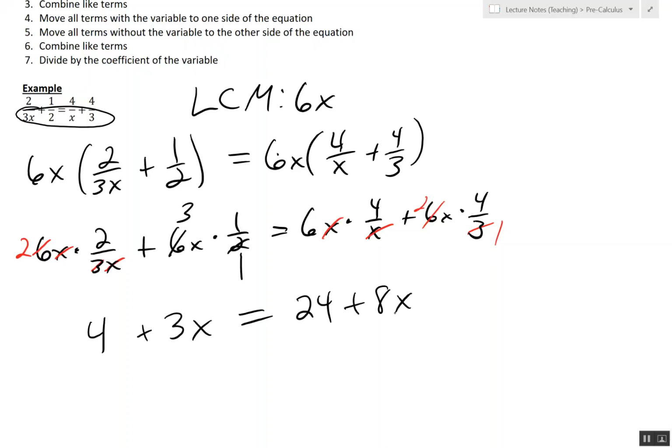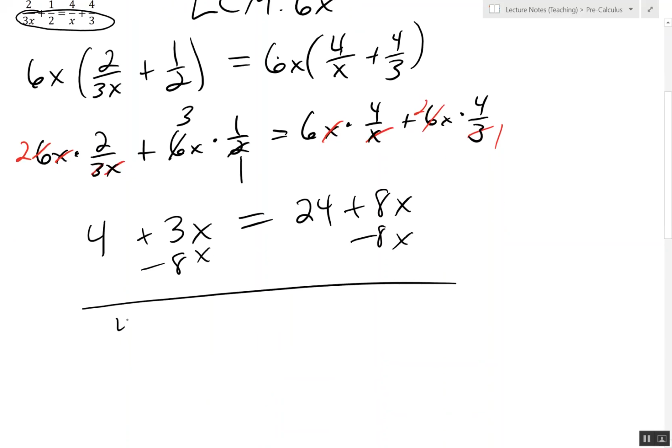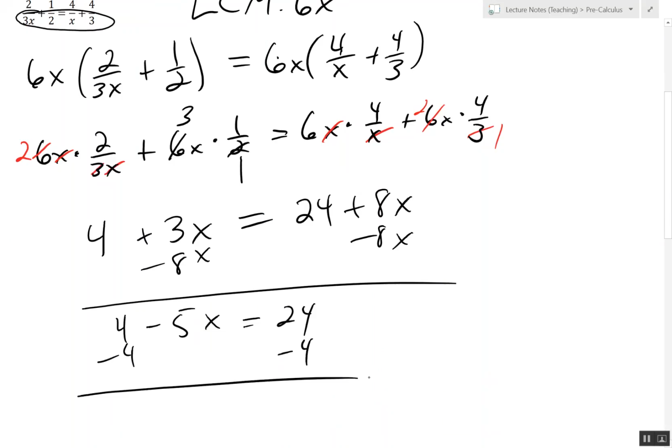So now we move the variables to one side, the numbers to the other. So if I subtract 8x from both sides, I will get 4 minus 5x equals 24. Subtracting 4 from both sides, I get negative 5x equals 20. And then dividing both sides by negative 5, I get that x equals negative 4.